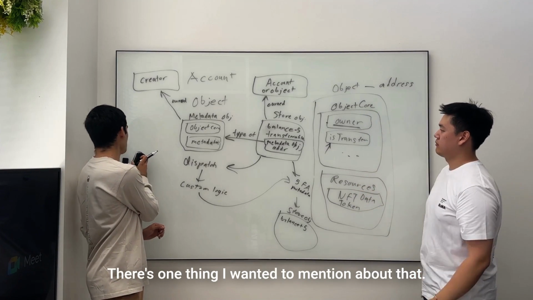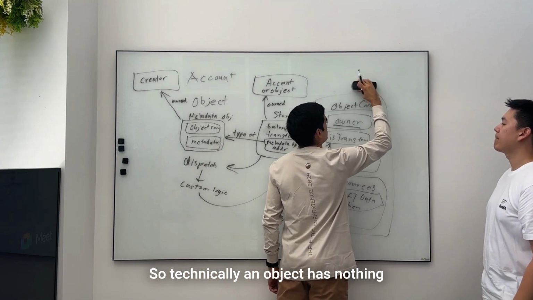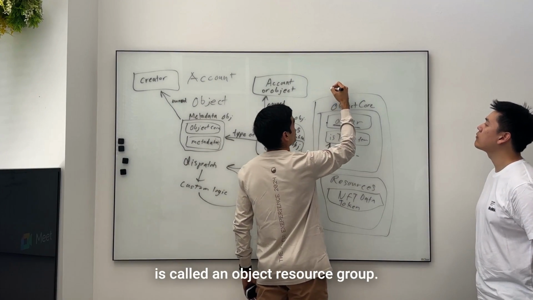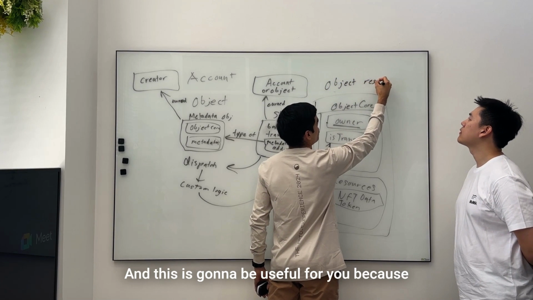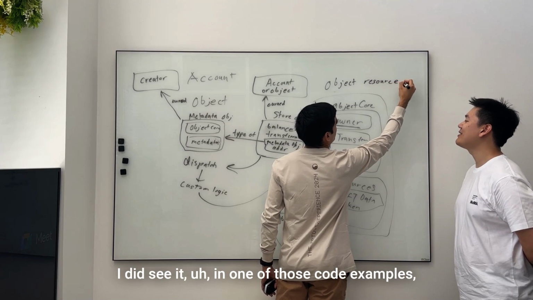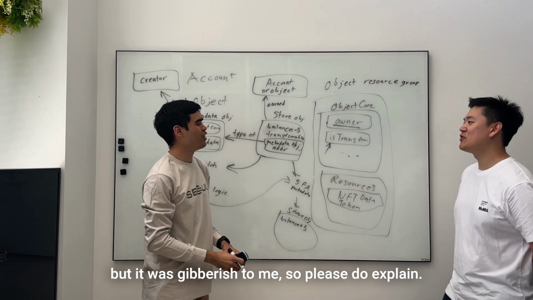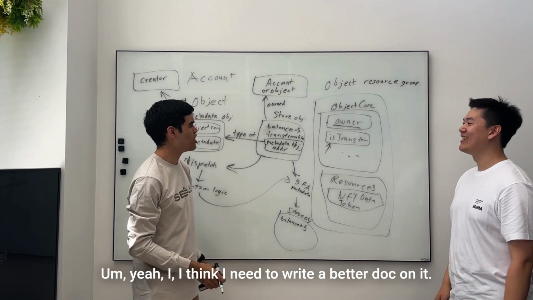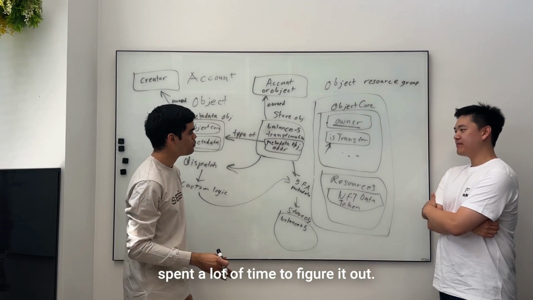Well, there's one thing I wanted to mention about that. So technically, an object has nothing to do with this box around it, but this is called an object resource group. And this is going to be useful for you because you probably don't know what I'm talking about. I did see it in one of those code examples. And it was gibberish to me. So please do explain. Yeah, I think we need to write a better doc on it, because I also didn't know until after I spent a lot of time to figure it out.